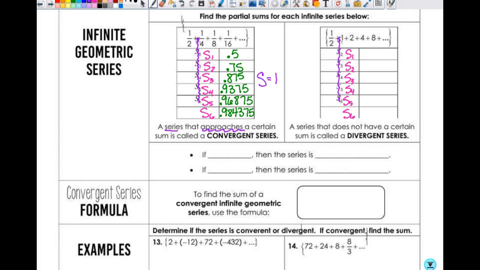But if it approaches a certain sum, it's not always 1, just some certain sum, it's called a convergent series. Over here, when we do this one, we're going to get 0.5, and then 1.5, and then 3.5, and then 7.5, 15.5, and 31.5. So this is approaching what? Infinity. And infinity is not a number, so it doesn't have a sum. So a series that does not have a certain sum is called a divergent series. And figuring out if it's convergent or divergent is super easy.